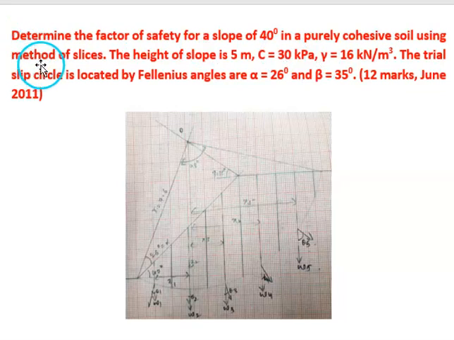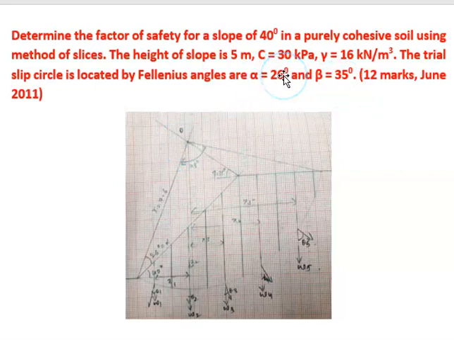Another example is, determine the factor of safety for a slope of 40 degrees in a purely cohesive soil using the method of slices. The height of slope is 5 meter, C equal to 30 kPa, gamma equal to 16 kN per meter cube. The trial slip circle is located by Fellenius's angles, alpha equal to 26 degrees and beta equal to 35 degrees. So here a hint is not given to locate the center of the slip circle, but the Fellenius's angles are given. So using these angles, we can locate the center of the slip circle.